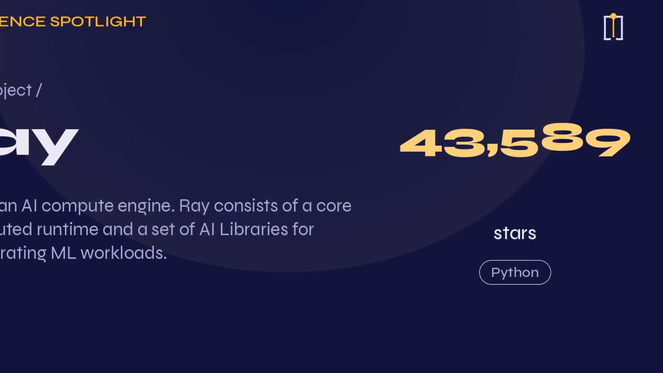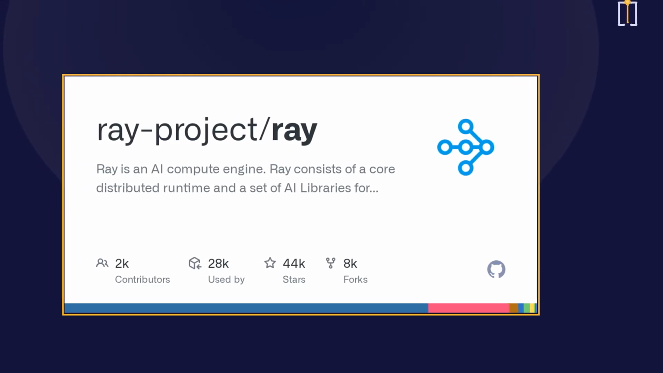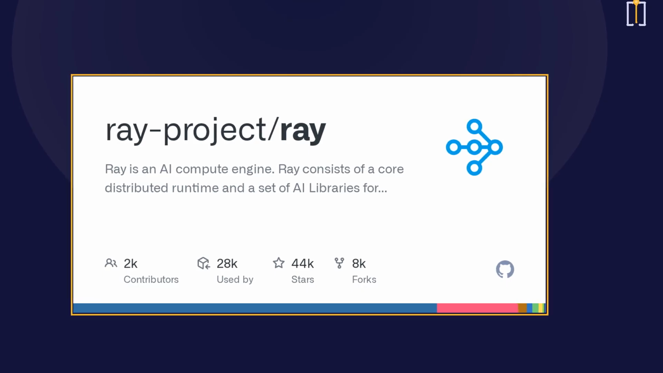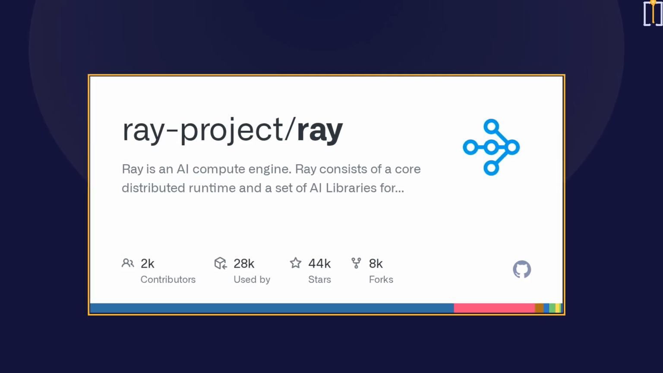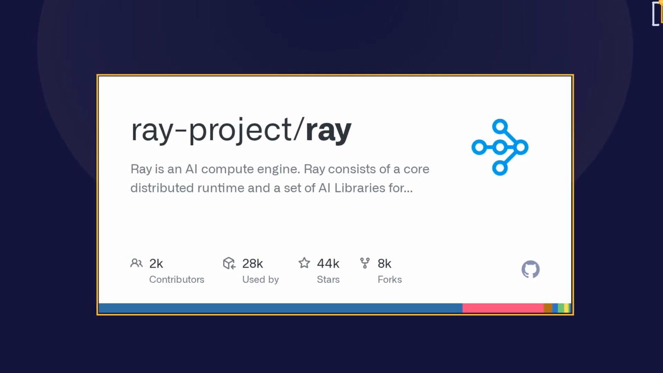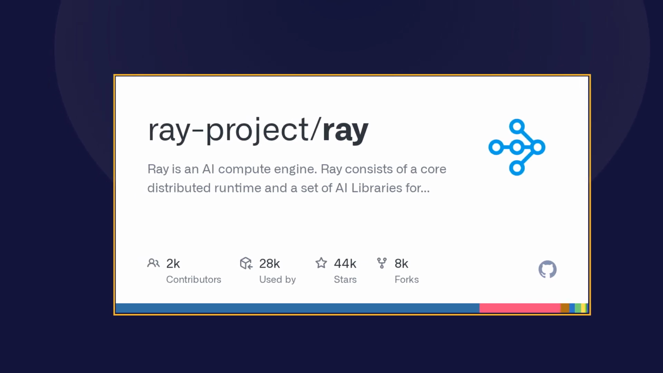Where it gets interesting is the library layer on top. Ray Train, Tune for hyperparameter search, Serve for model deployment, and RLlib if you're doing reinforcement learning. So instead of stitching together 5 different tools, you get a coherent stack that shares the same scheduling primitives underneath.